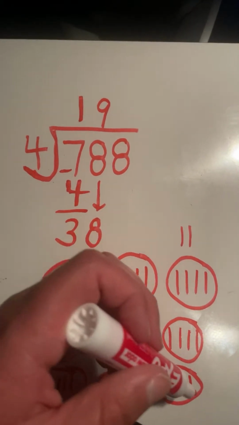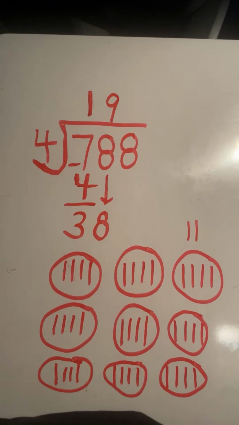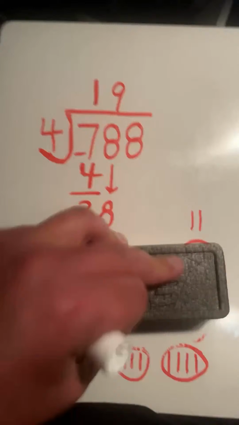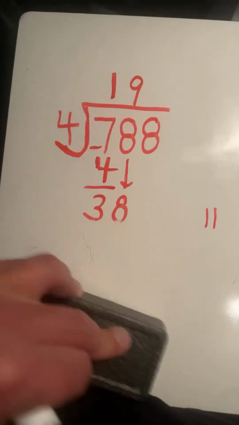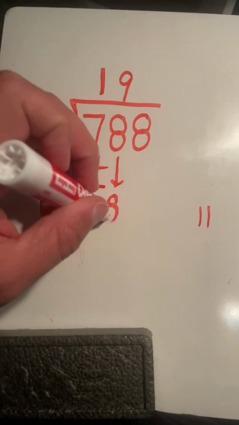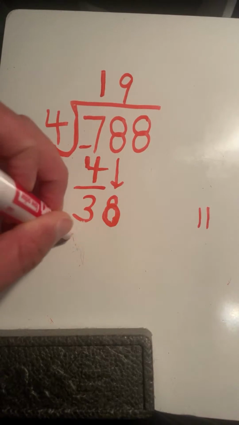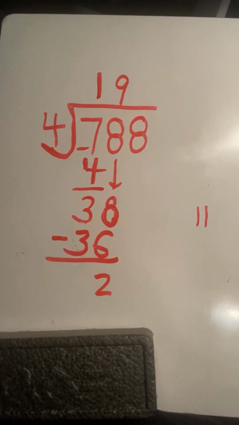Now when I got my 9th group of 4, I was at 36 total tallies. Alright, 38 minus 36 equals 2. We have a remainder of 2.